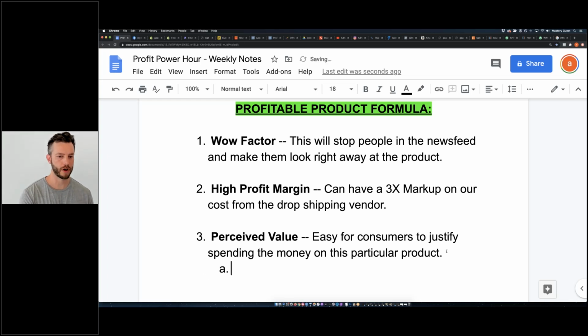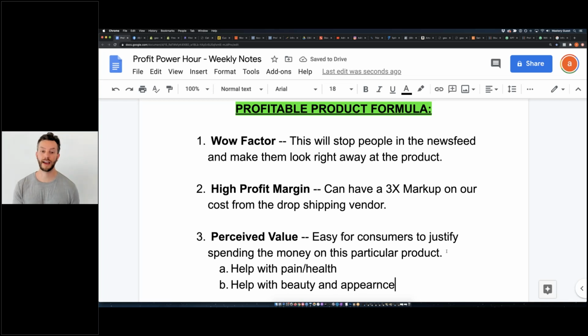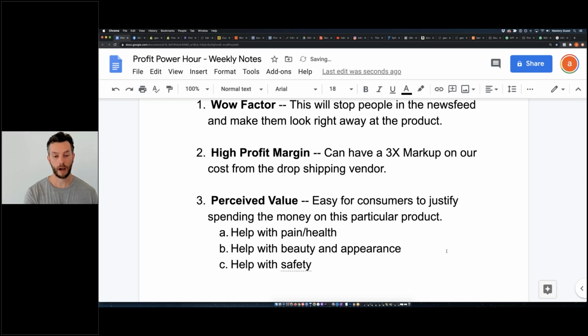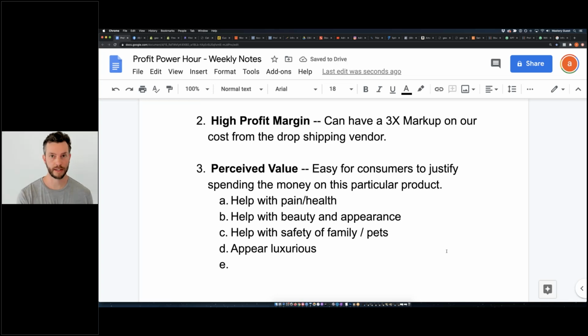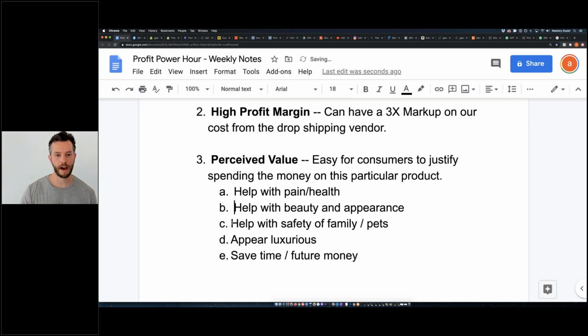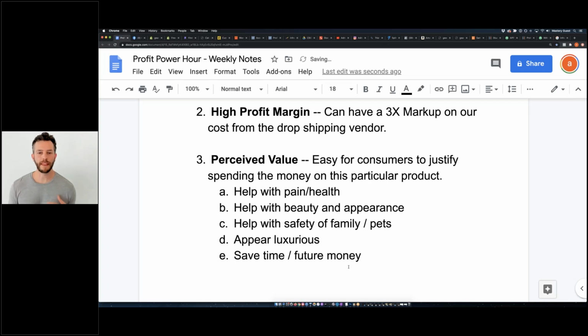Some of the things that we could talk about in terms of perceived value is it will help with pain and health problems. It will help with beauty and appearance. People justify stuff very much so when it comes to beauty and appearance. It's something that can help with safety of family or pets. These are things with perceived value that are going to hit hard. It would have to be something that will appear luxurious, something that's going to be held to a higher standard. And also another way to get perceived value is will save time and future money. So if you think about things with perceived value and you start looking at A, B, C, D, and E, these are simple things to find. It's easy to find stuff that helps with pain and health. As a matter of fact, let me show you something real quick.